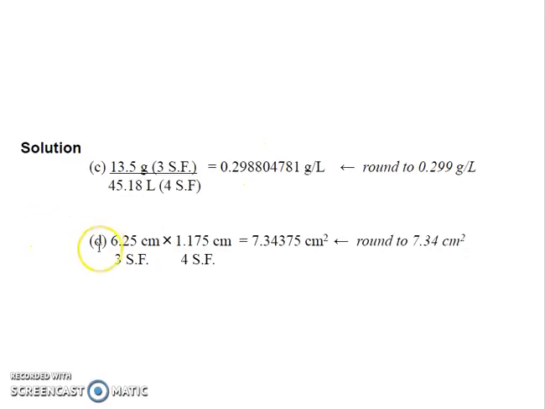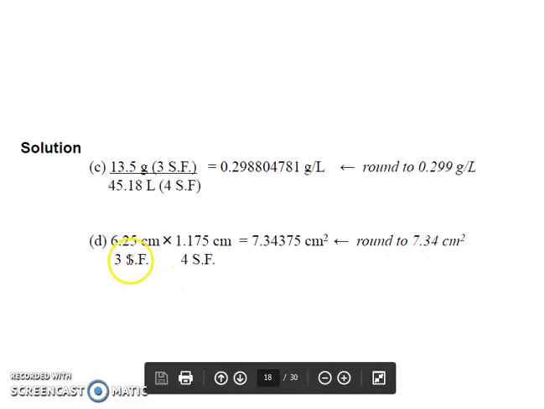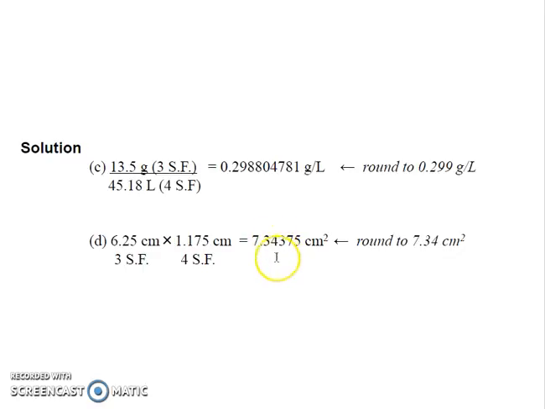Part D. 6.25 is 3 significant figures. 1.175 is 4 significant figures. Popping these in your calculator, you get this digit. You will round to 7.34 because of the 3 significant figures. It stays a 4 because beside it we have a 3.